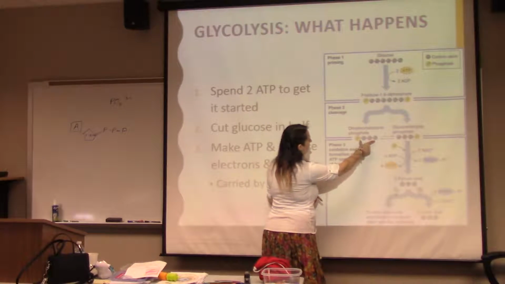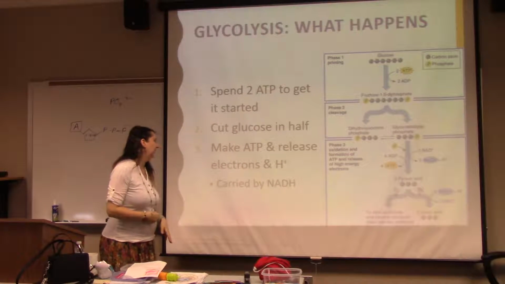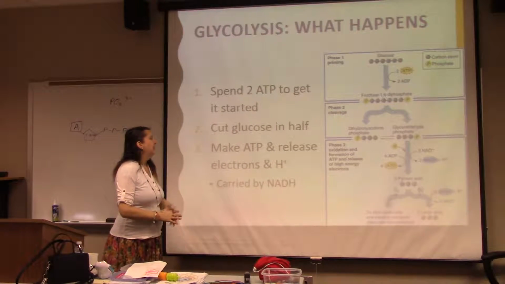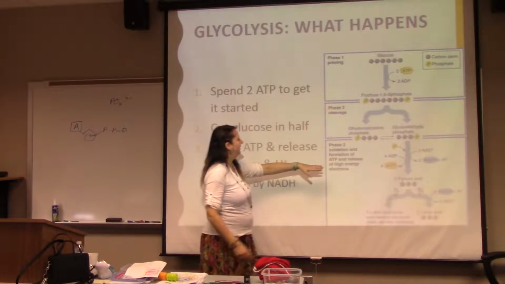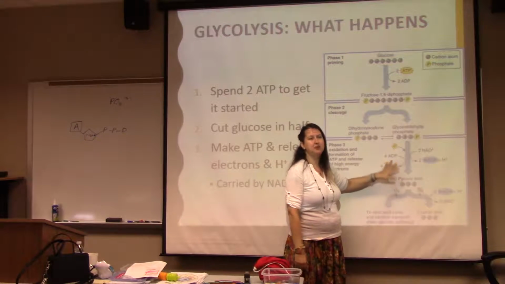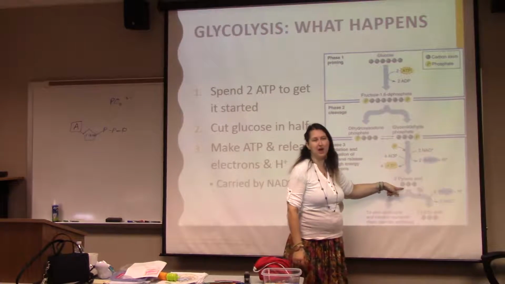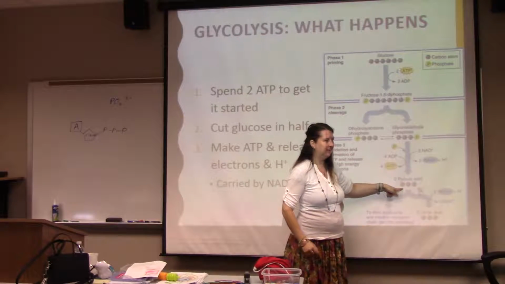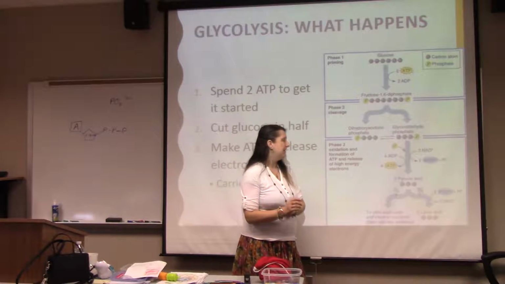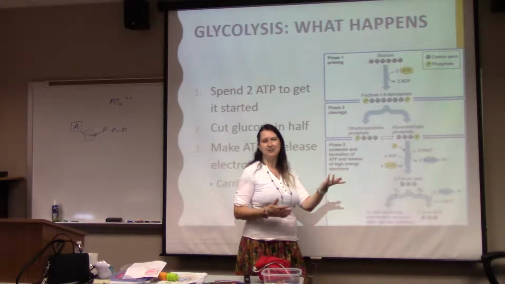So we get 2 pieces that are 3 carbons each. The rest of glycolysis involves making some adjustments to those 3 carbon pieces until we end up with the pyruvate or pyruvic acid. You'll see it written both ways. Technically, the difference is whether the hydrogen is attached to it or not. If it's released, then it's pyruvate.